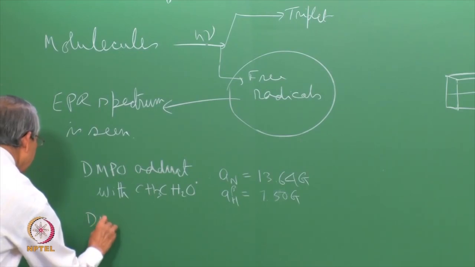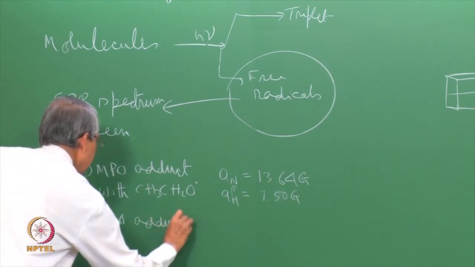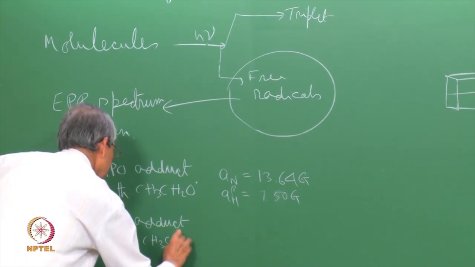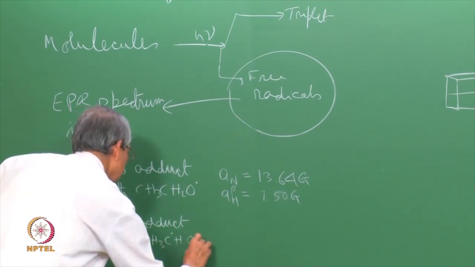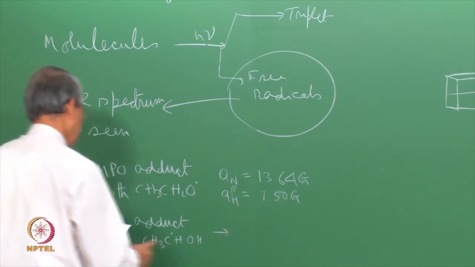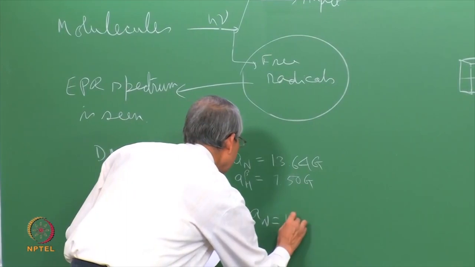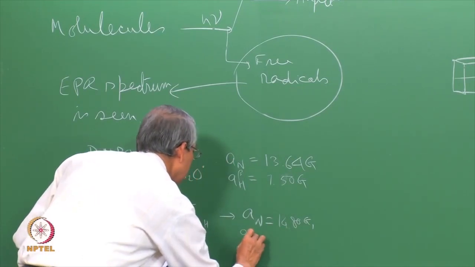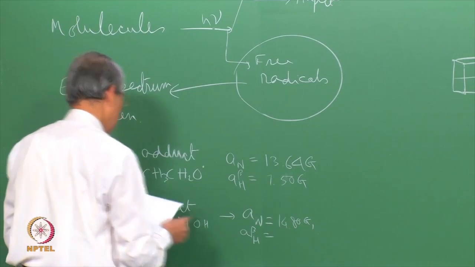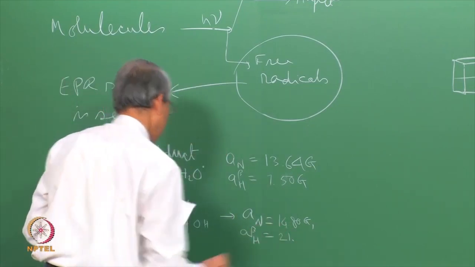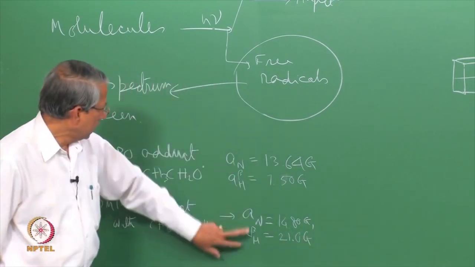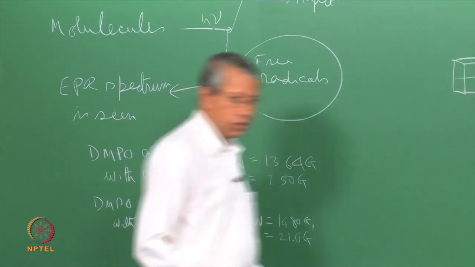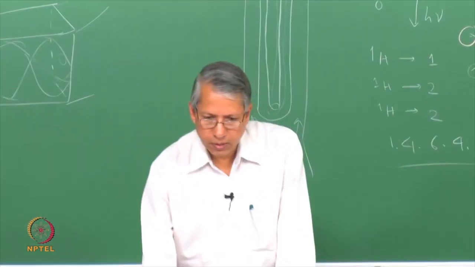And similarly for the other adduct, the nitrogen splitting constant is 14.80 Gauss and A beta is equal to 21.50 Gauss. So here you see the difference in the hyperfine coupling is quite appreciable between when this adduct is formed and when that adduct is formed. That way, DMPO is a much better trapping agent for identifying the radical that is trapped.